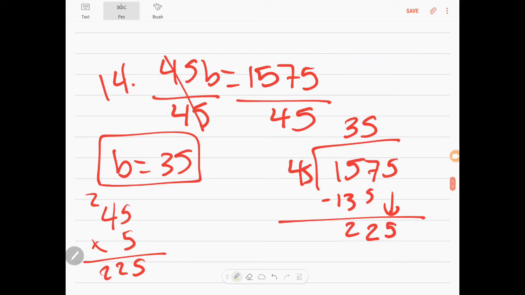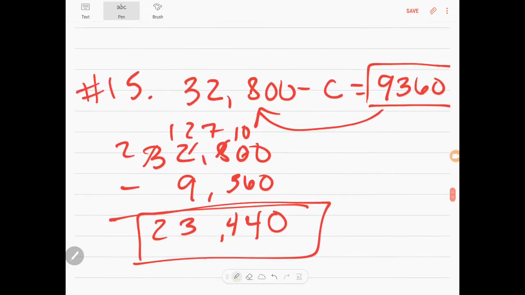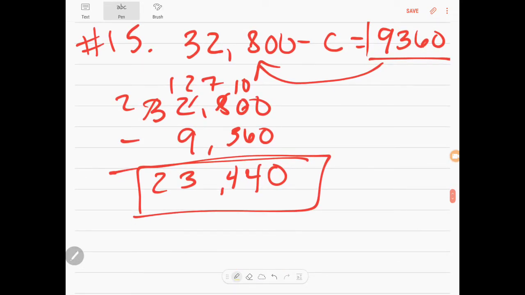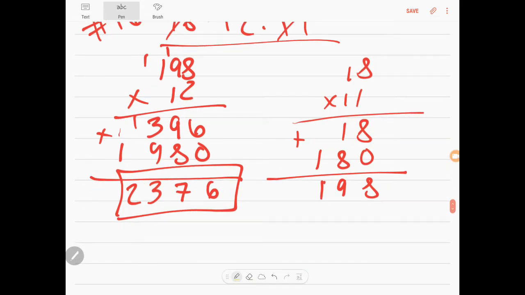Number 14 is the same type of concept. 45b is equal to 1,575. You must know the relationship when you have a number and a variable next to each other. They are multiplying. You divide 45 from both sides. Once you divide 45 from both sides, you will get b is equal to 35. Number 15. All right, it's the same type of concept as before. They want you to take 32,800 minus 9,360. Once you get that, you will get your answer.